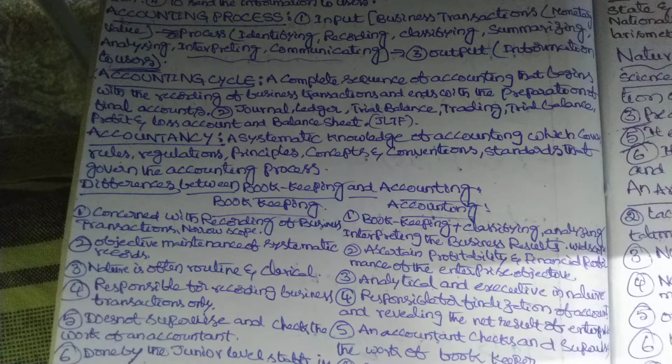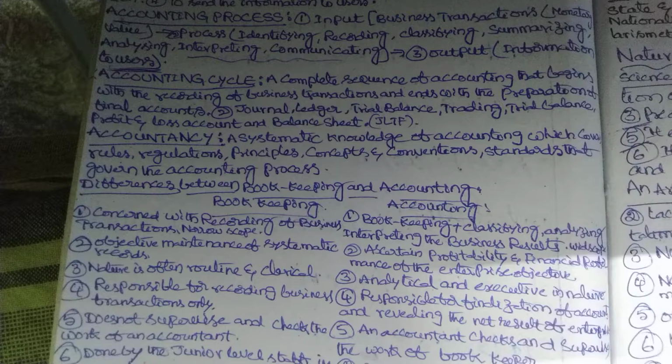So, in detail, in our next classes, we will learn what is a journal, what is a ledger, what is a balance sheet, what is a trial balance sheet, what is trading, and various other forms. So, in the accounting cycle, we will discuss in future all these forms and models. Now, let us know what is accountancy.